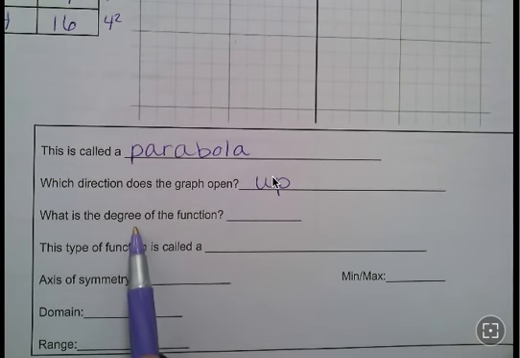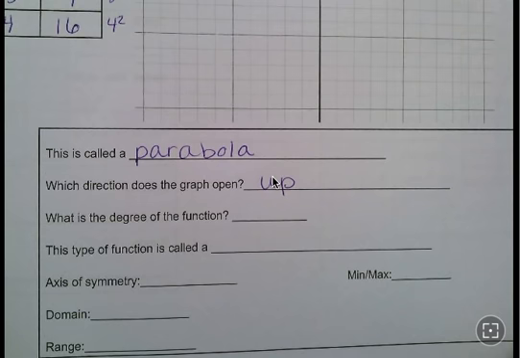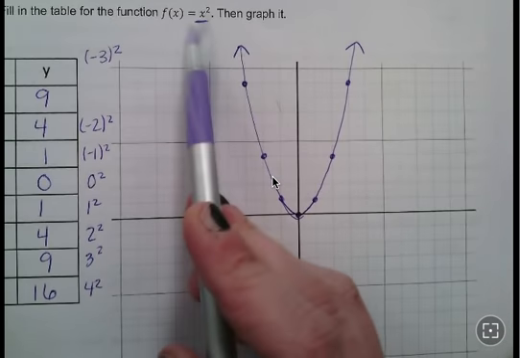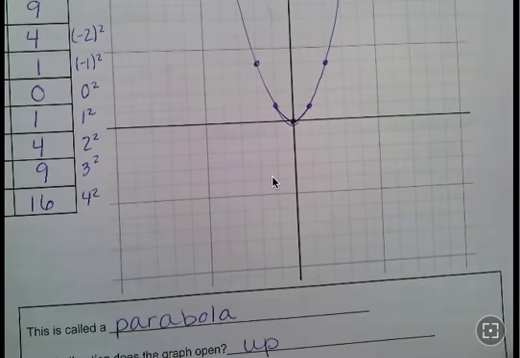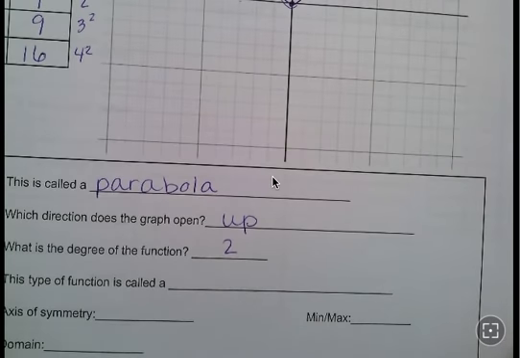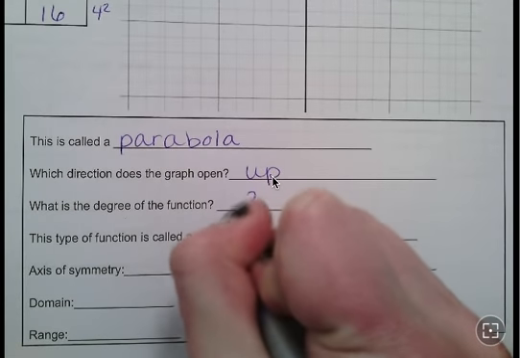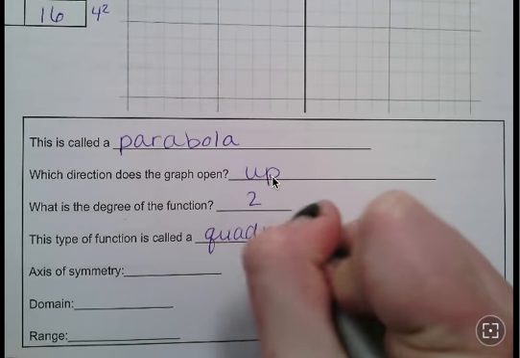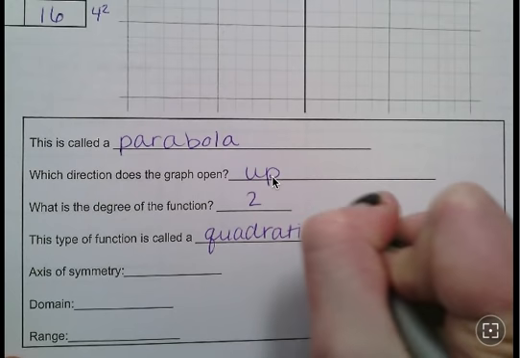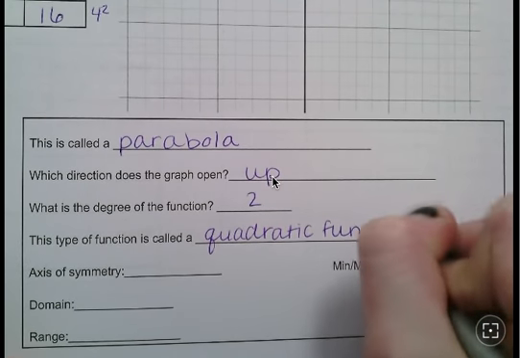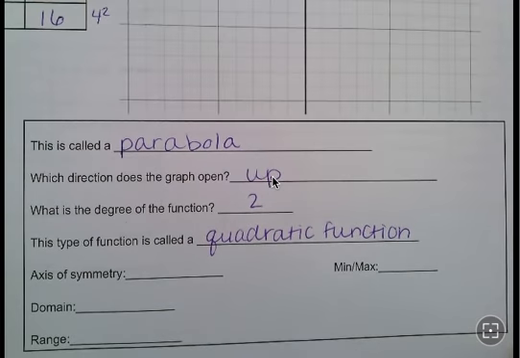The degree of the function: if you remember, the degree is just the highest power. So if we go up here, the only power we have is 2. So that's the degree. This type of function is called a quadratic function. Most of this is a review of the vocabulary, but this is a quadratic function. And then these last 4 things are kind of just characteristics, if you will.